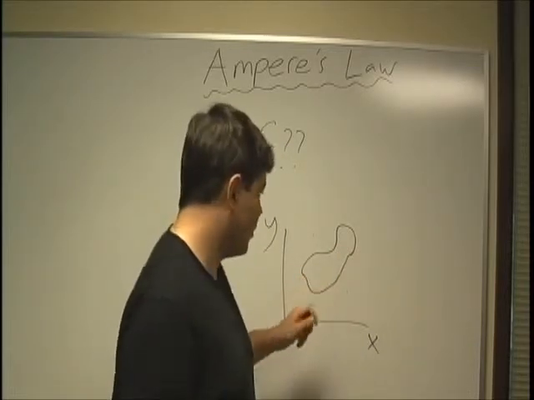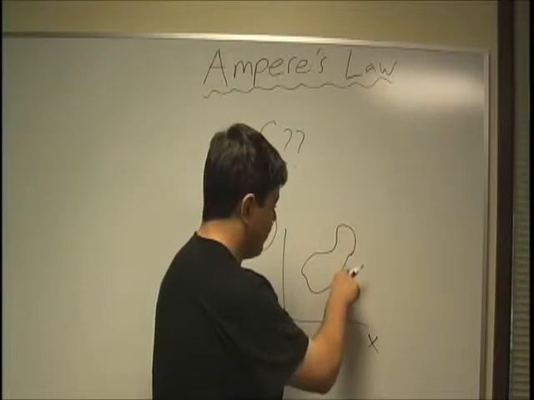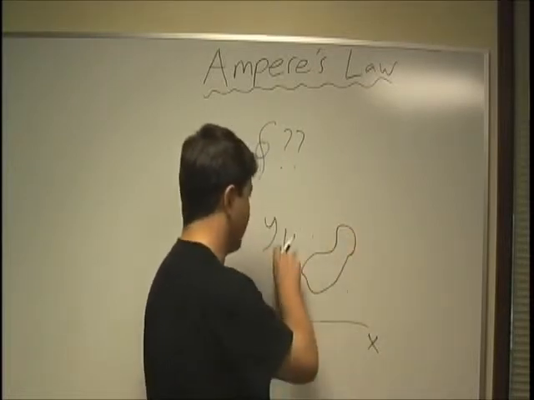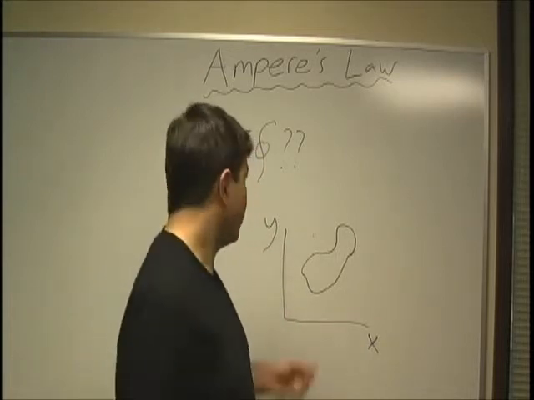This is a line integral. You follow this line, and you take the magnetic field at each point and you add it up. So instead of going, say, along the x, along the y, which is what a normal integral is, we use this.